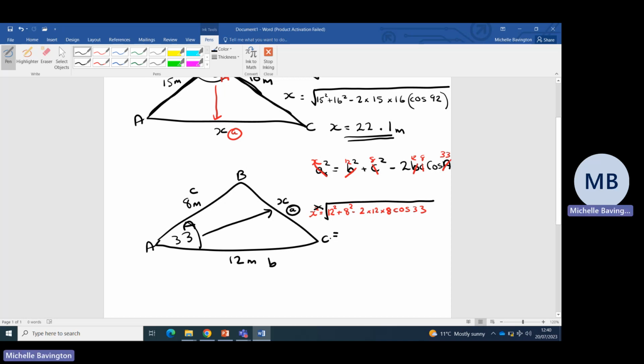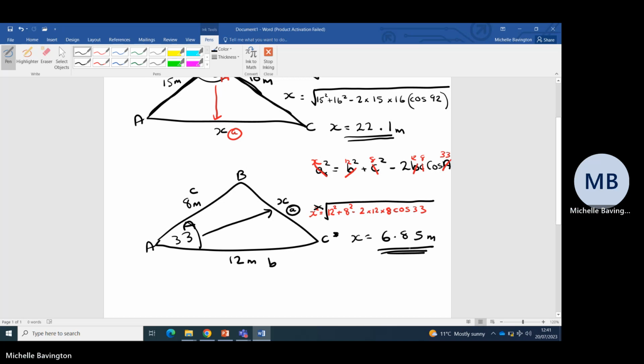Let me put it in my calculator. Let's see if it messes up again. So that's 12 squared plus 8 squared minus 2 times 12 times 8 cos 33. I'm going to end my bracket, equals, and it didn't mess up, which equals x equals 6.85 meters.